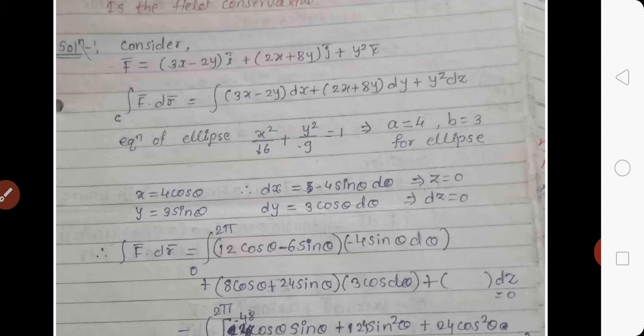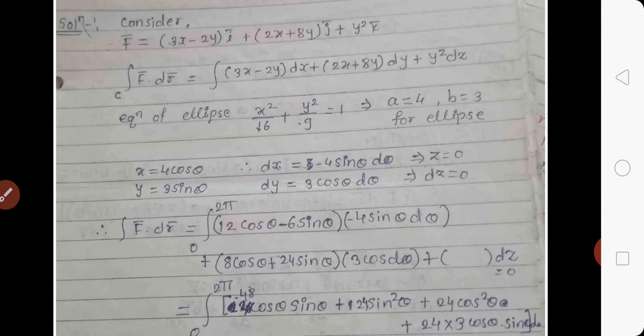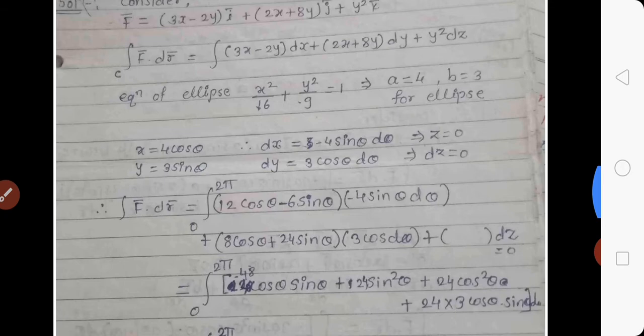Here a is equal to 4, because x square upon 16 is x square upon a square, and 16 is 4 square, so a equals 4. Plus y square upon b square, here b square equals 9, that is b equals 3. Therefore we got a equal to 4 and b equal to 3 for the ellipse. Therefore we take the substitution x is equal to 4 cos theta, y is equal to 3 sin theta.